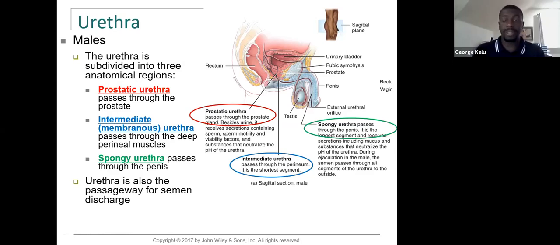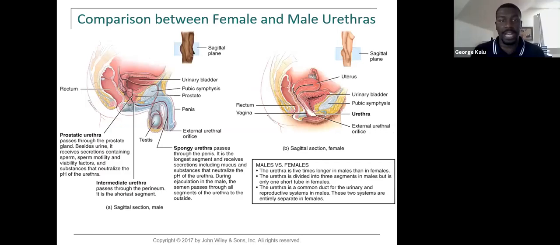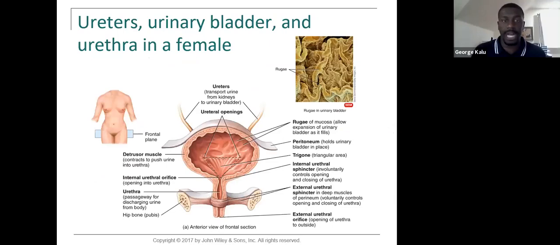The other thing about the urethra is that it's also the same passageway that semen uses to exit the body, and we'll look at that on Wednesday when we look at the reproductive system. As you can see, the male urethra is a lot longer and more complicated than the female urethra. This picture shows the comparison between the two side by side. That is it, so that's just a picture of the bladder.